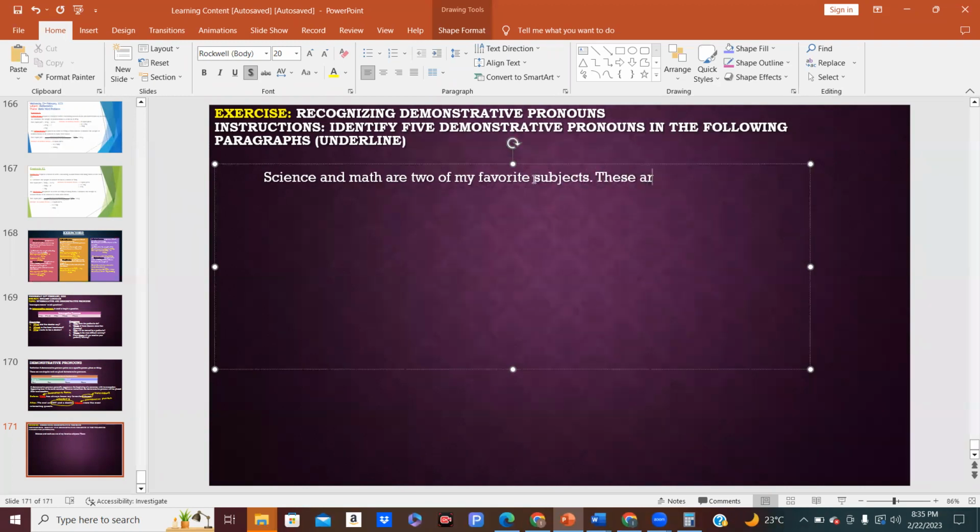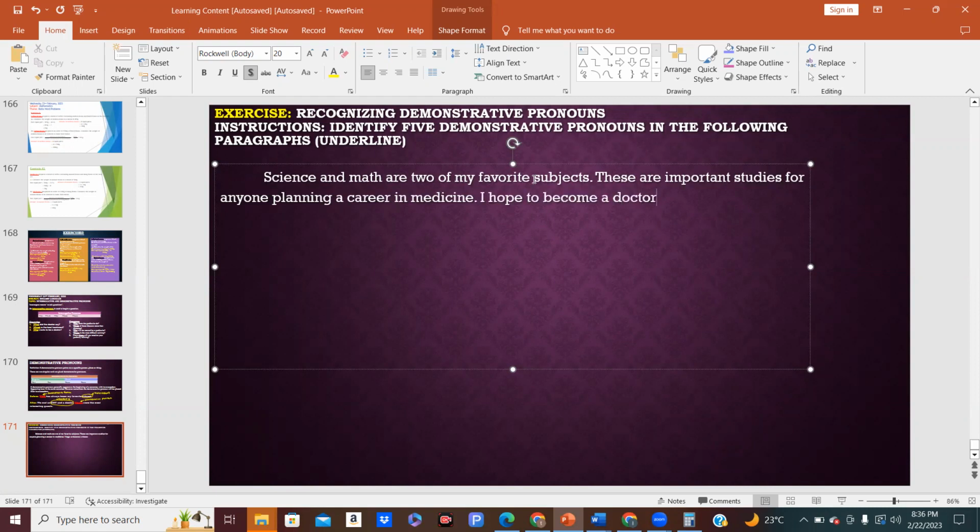These are important studies for anyone planning a career in medicine. I hope to become a doctor specializing in sports medicine.